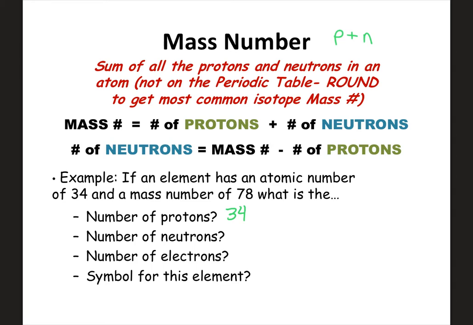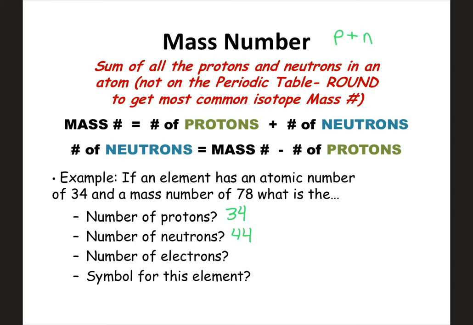They gave you the mass number. Remember, mass number is protons plus neutrons. So if you just subtract away the protons from the mass number, you'd be left with the neutrons. All right, so you take 78 minus 34, and you should get 44 neutrons. Remember, you must subtract to get the number of neutrons.